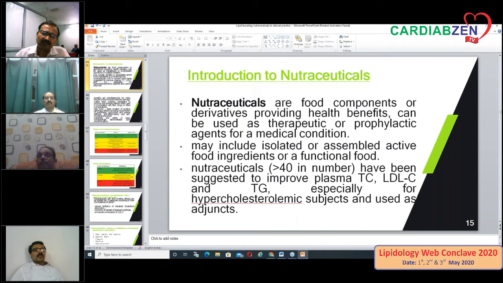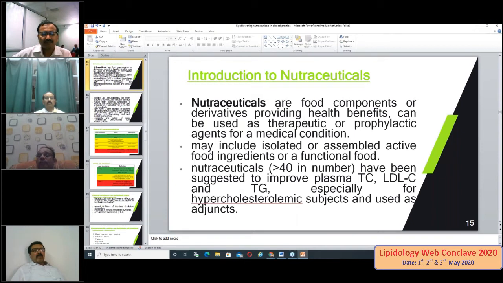So, to introduce nutraceuticals: providing benefits, they can be used as therapeutic or prophylactic agents for a medical condition. They include isolated or assembled active food ingredients, or a functional food, basically. Nutraceuticals are numerous in the market.